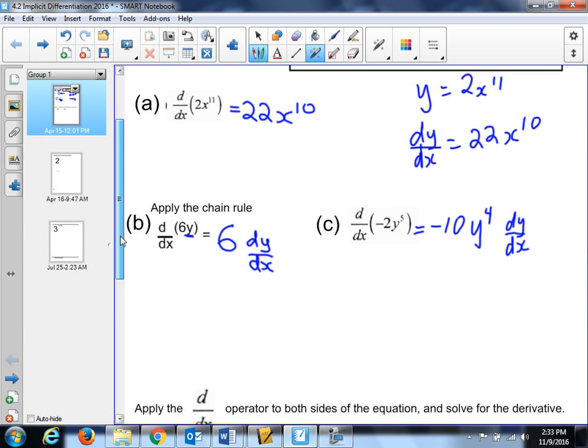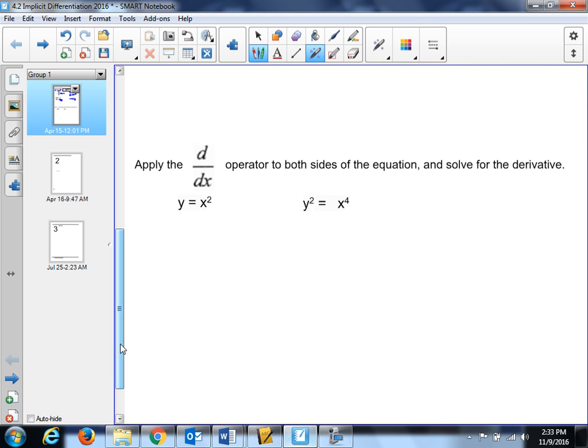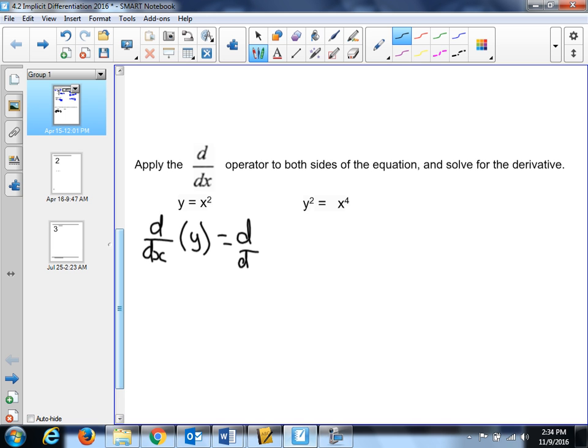Let's move it along unless there's a question. Apply this operator to both sides of the equation. Now this is something you would have done a long time ago. If we say y is equal to x squared, let's apply this operator to both sides. I'm going to write it out this time. You wouldn't normally do this. So I'm saying apply to both sides. So d by dx of the y expression equals d by dx of the x squared portion. Y'all with me?